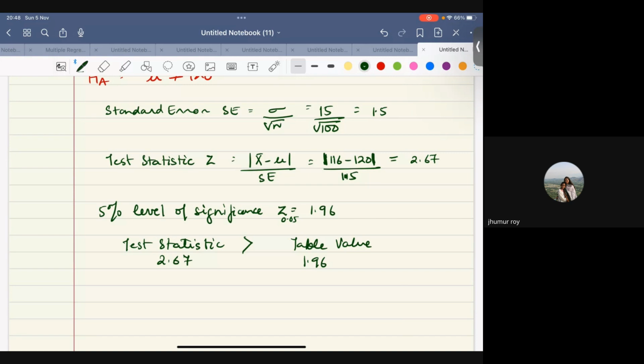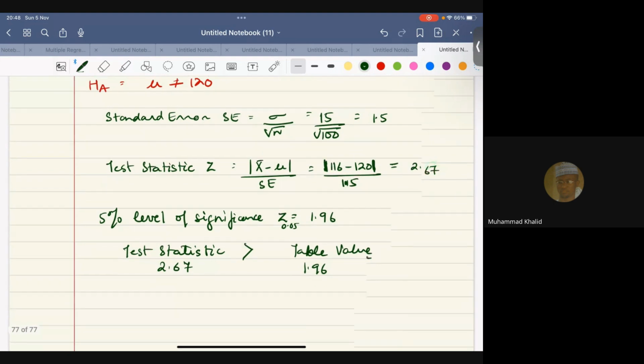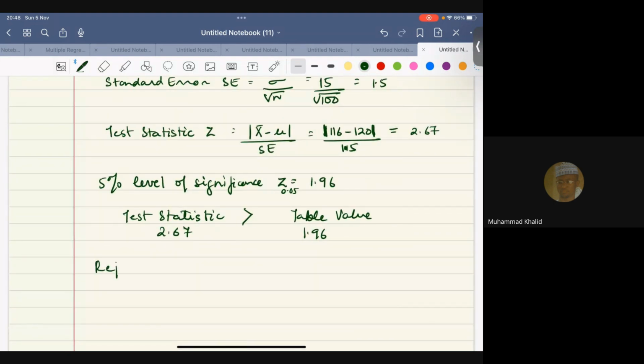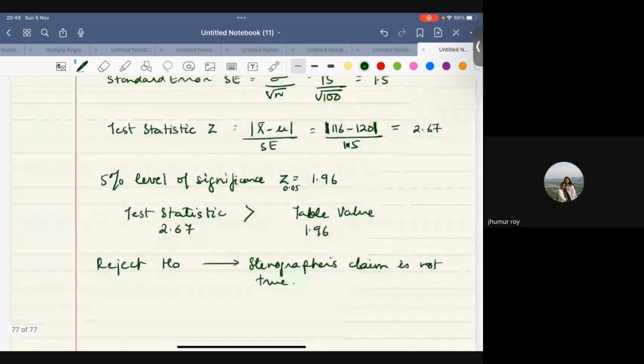So, what is your answer over here? What are you going to say? We are going to reject H0. Yes. So what is your answer? You will say that the stenographer's claim is true or not true? Tell me. It's not true. Okay. Is the question clear?